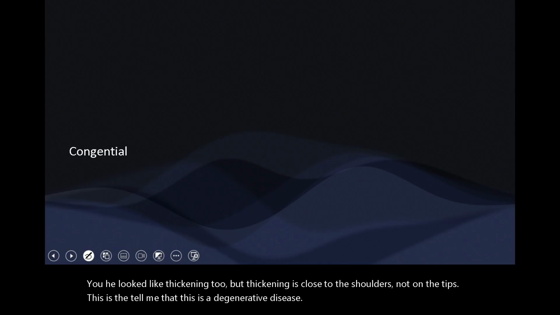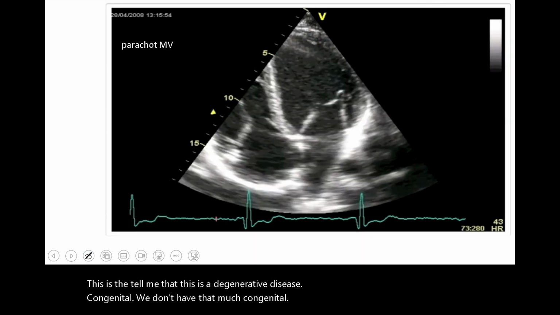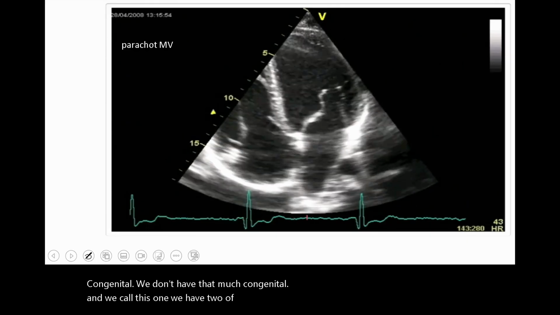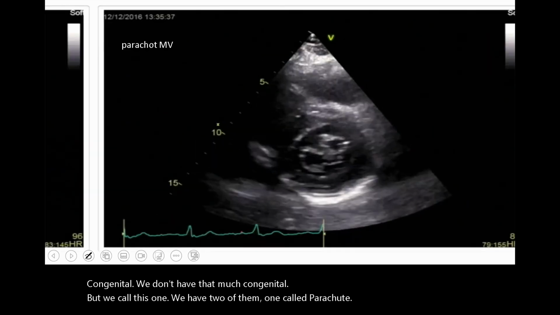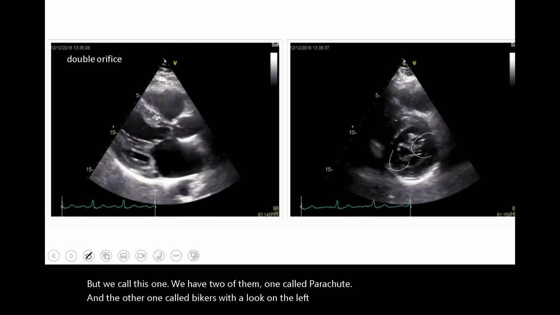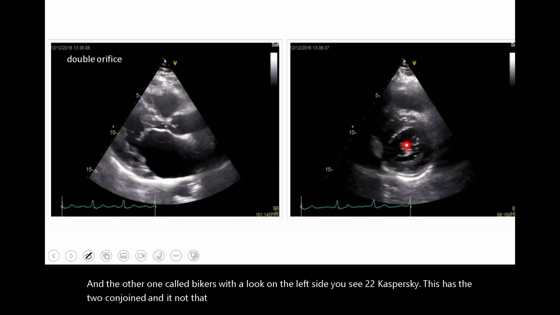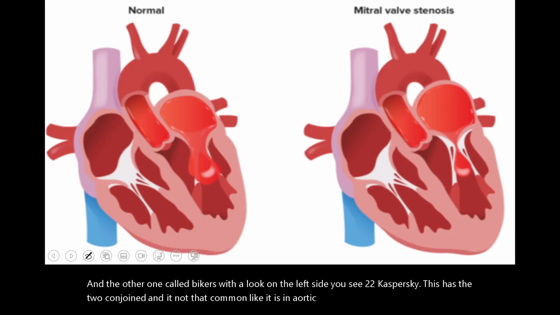Congenital. We don't have that much congenital, that's why we put it in the third part, and we have two of them, one called parachute and the other called bicuspid. You look on the right side, you see two cusps, bicuspid. These are the two congenital. It's not as common as it is in the aortic valve for bicuspid.